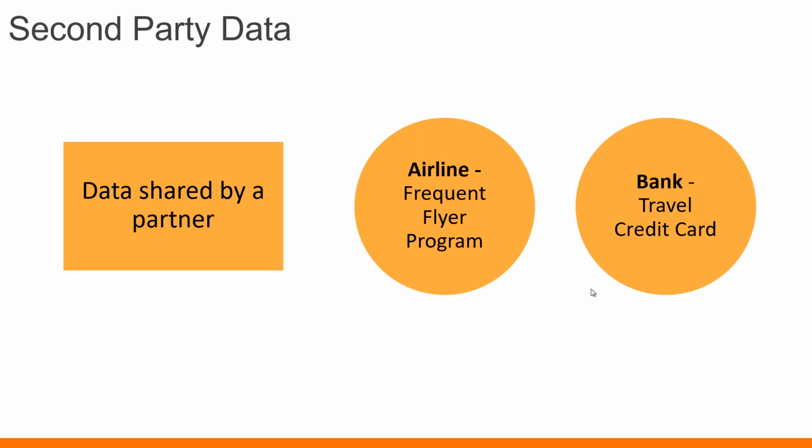So they could then agree to do some kind of a cross promotion where the airline would tell the bank that they would advertise to existing customers of the travel credit card. And the bank would in turn advertise to existing members of the frequent flyer program. So this type of data sharing is called second party data. When you partner with someone and use their data for your marketing and advertising purposes, it's called second party data. Here you know where the data came from, you know it's from a credible source, and you can trust it.